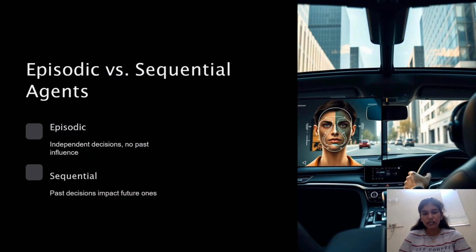In the present slide, we are going to talk about episodic versus sequential environments. In episodic environments, the agent's actions don't depend on previous ones. Each task or episode is independent, like identifying objects in images. But in a sequential environment, past actions affect future ones. Playing chess is sequential because each move changes the future possibilities.